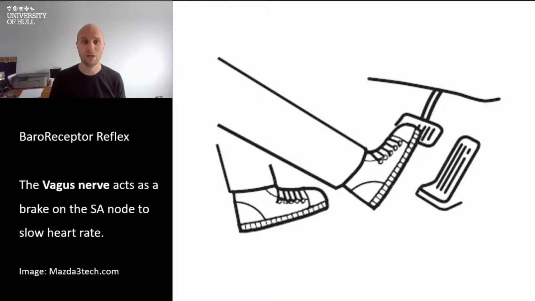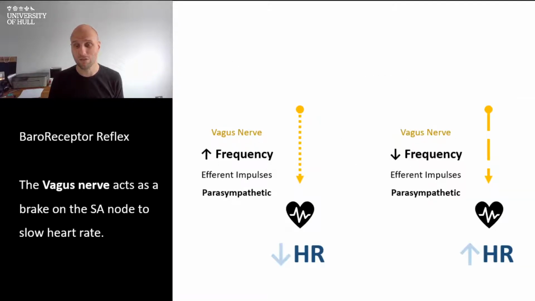So the more frequent the impulses from the central nervous system along the vagus nerve to the SA node and the conducting system, the more pressure is applied to the brake, and actually the slower the heart goes. And we can sum that up here with this slide. So the greater the frequency of those efferent impulses along the vagus nerve, the slower the heart rate goes.